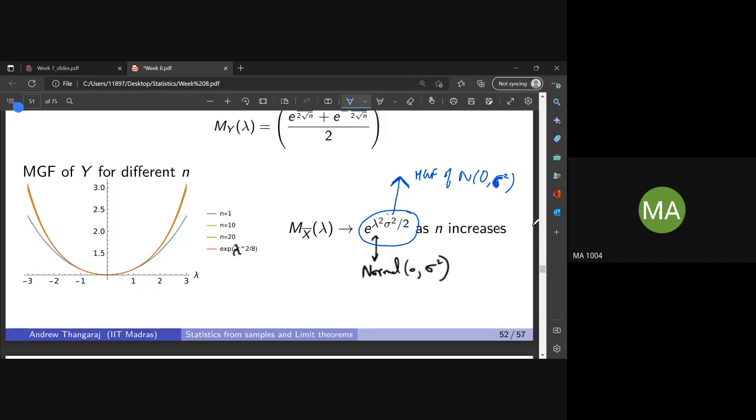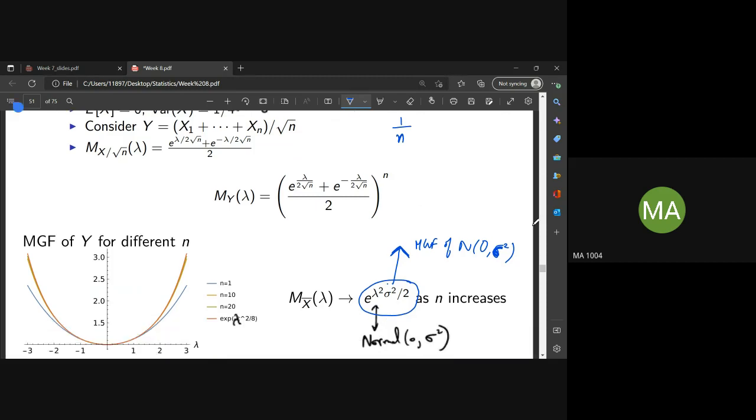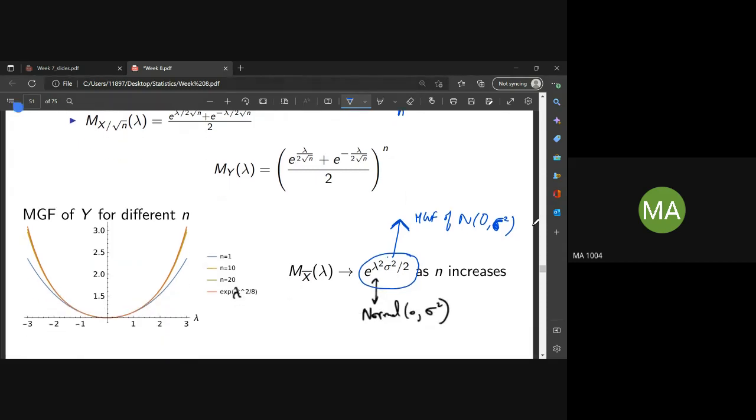So you see that when we try to find the MGF for x1 plus x2 plus xn by root n, when we did this 1 by root n scaling instead of 1 by n scaling, this MGF gets converged to e to the power lambda square sigma square by 2, and it turns out to be the MGF for normal with mean 0 and variance sigma square.